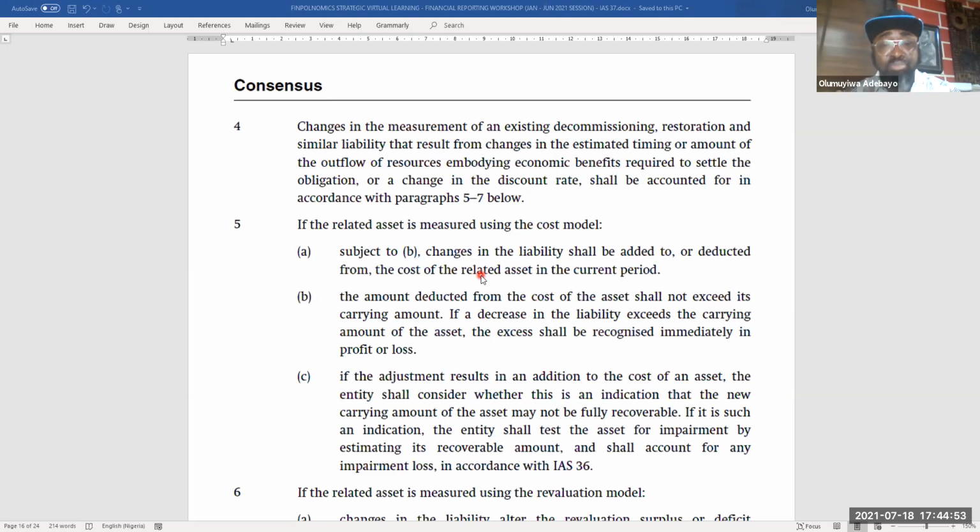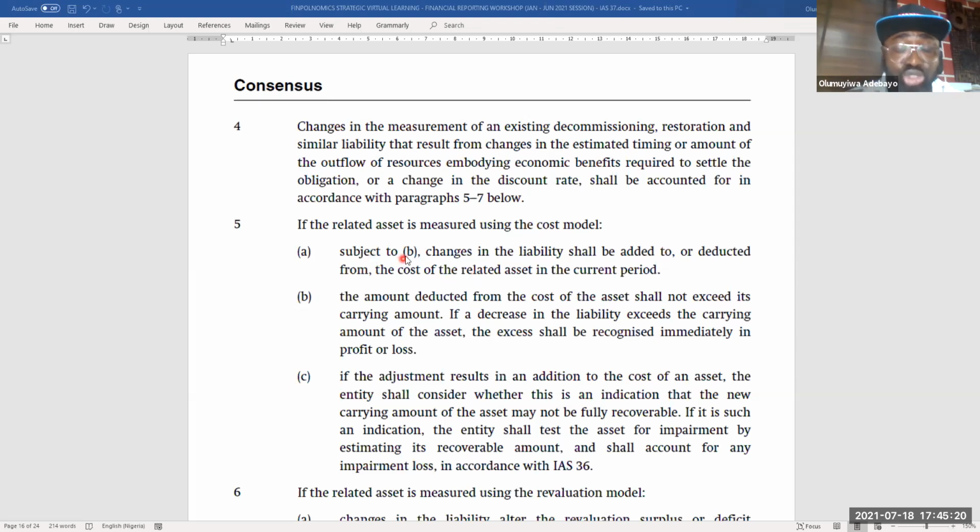Conversely, if the provision was 10 million and it has now reduced to 8 million, and the reduction is attributed to the changes in the estimation as a result of cash flow or its timing, or as a result of changes in discount rate, the 2 million reduction will not be recognized as income in the financial statements. No, it will be recognized as a reduction of the carrying amount of the property, plant, and equipment.